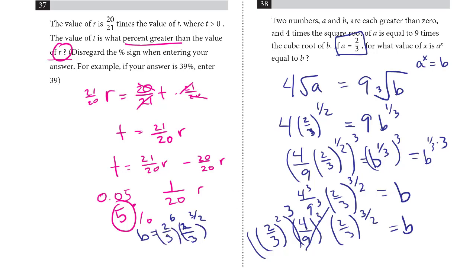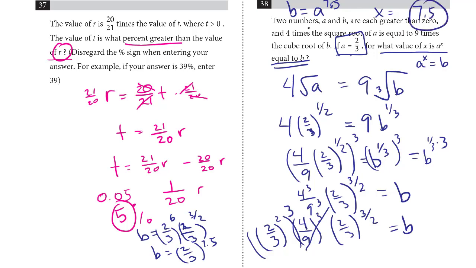Well, guess what? This is the product rule. I can add the exponents. 6 plus 3/2 is 6 plus 1.5. b equals 2/3 to the 6 plus 1.5, 7.5 power. 2/3 is a. So really, this is b equals a to the 7.5 power. For what value of x is a to the x equal to b? Well, b equals a to the 7.5. So x equals 7.5, or 15 halves. That is the answer to 38.